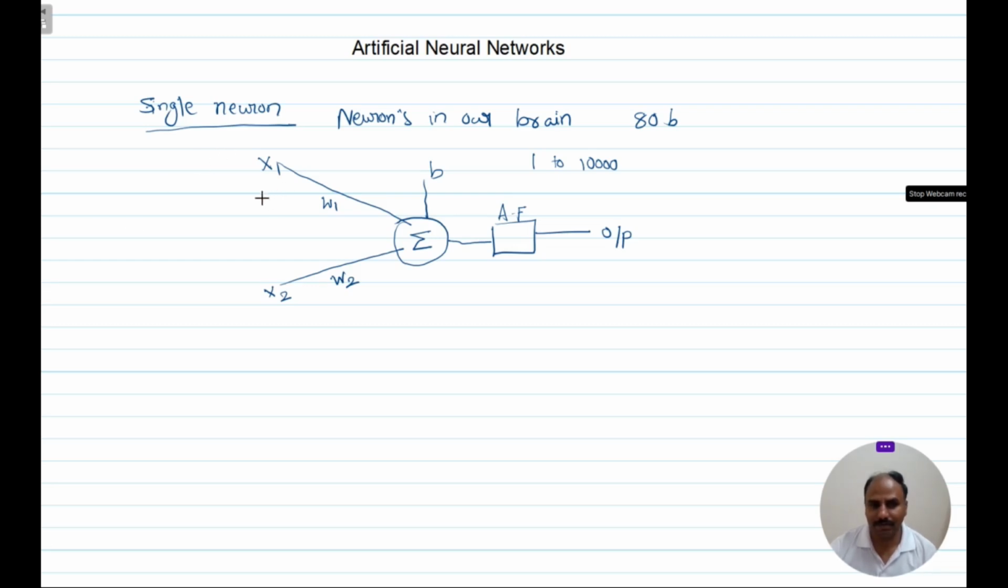It has n number of inputs with associated weights, plus the bias, and they are summed up. If I take this as y, that is the sum, then y equals x1 w1 plus x2 w2 plus the bias b. These are the mathematical functions here. What are w1 and w2? These are called weights.